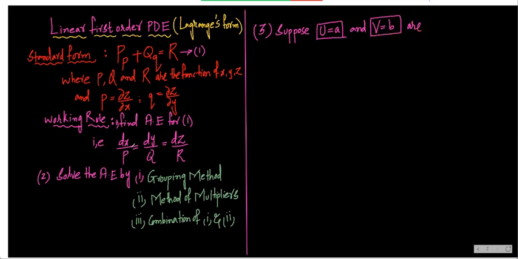Means what? Suppose you're taking the first and second term, you will get a solution in terms of u, that is called a. And taking the second term and third term, you will get the solution in terms of v, that is called b. Means the first solution is a, the second solution is b. We're just giving the names.